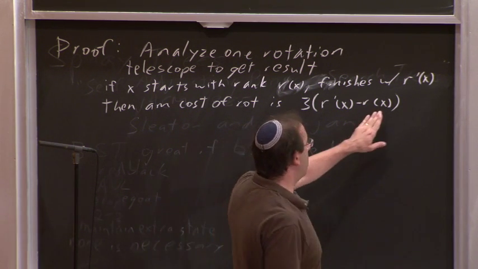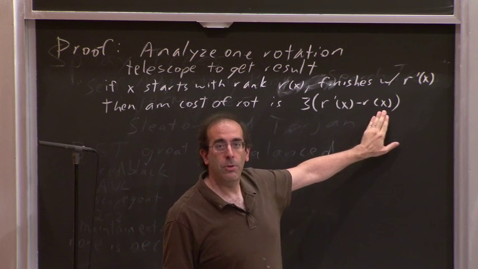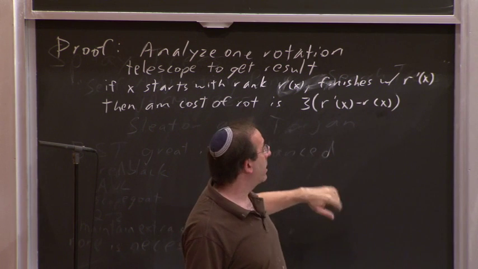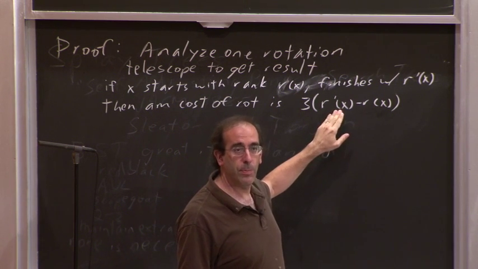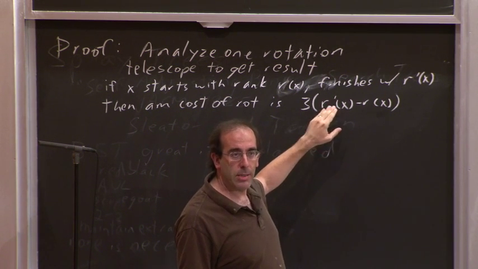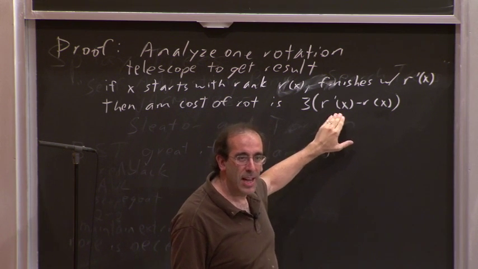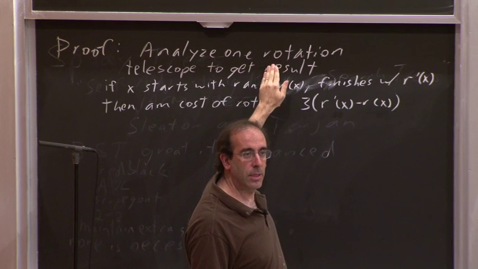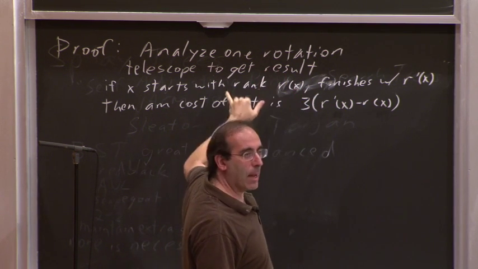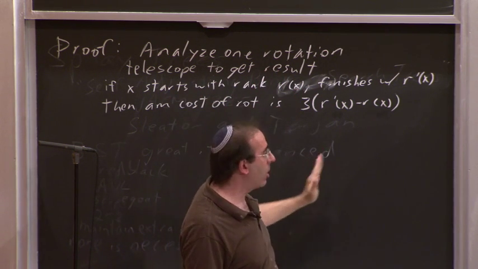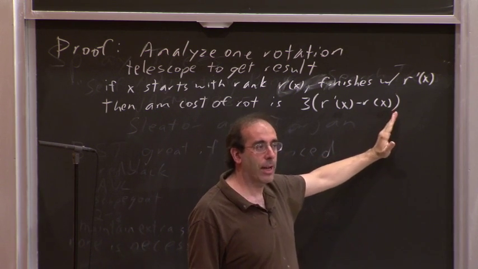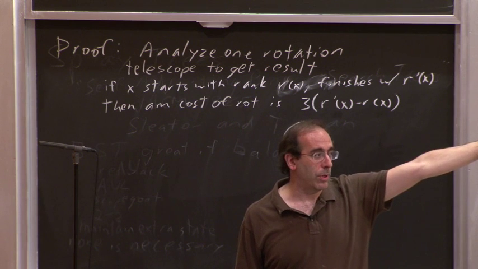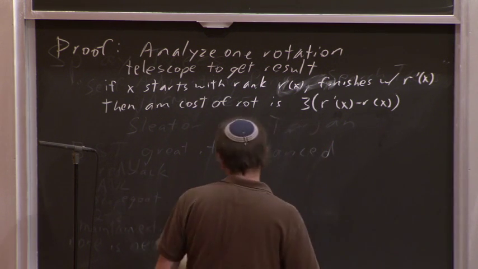Well, I started with rank r of x. I do one rotation, and the amortized cost of that is 3 times r prime of x minus r of x. The next thing that I do is rotate x again. Now it starts with rank r prime of x, and it gets some new rank r double prime of x. And I just keep adding up those differences, and in the end I have a telescope between the initial rank of x and the final rank of x, but x will be the root at the end of the splay.